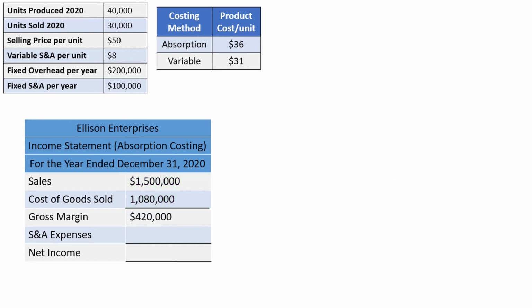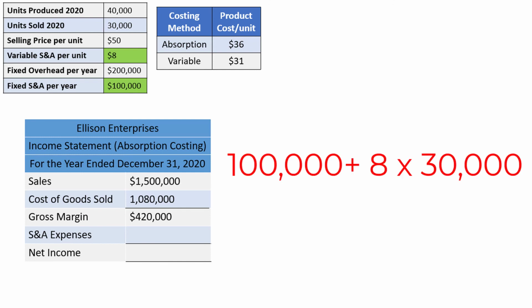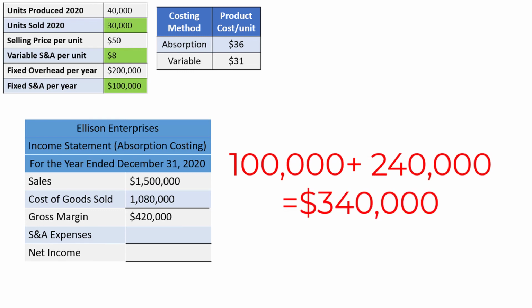Then we must subtract the selling and administrative expenses. We have $100,000 of fixed selling and administrative expenses, but we also have $8 of variable selling and administrative expenses for each unit sold. So the total selling and administrative expenses is equal to $100,000 plus $8 times the 30,000 units sold, which simplifies to $100,000 plus $240,000 or $340,000.